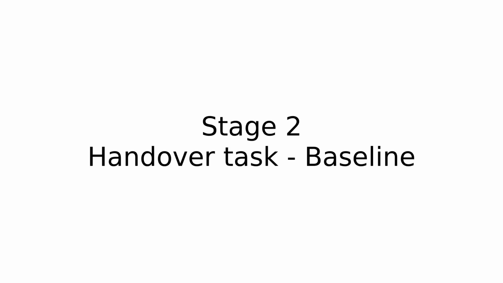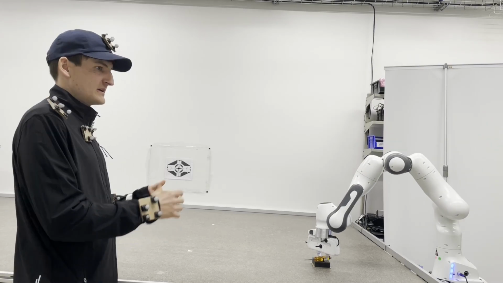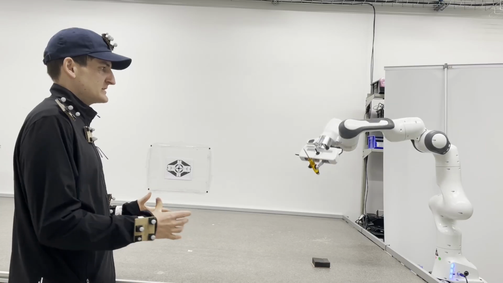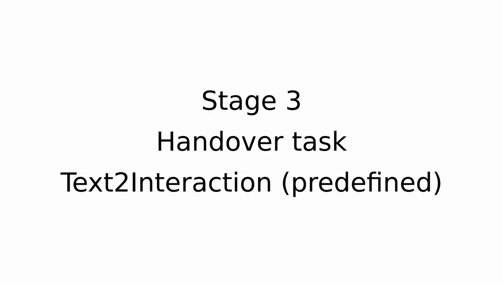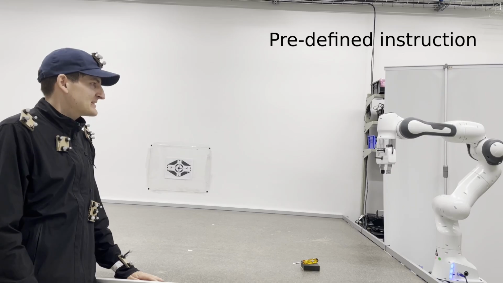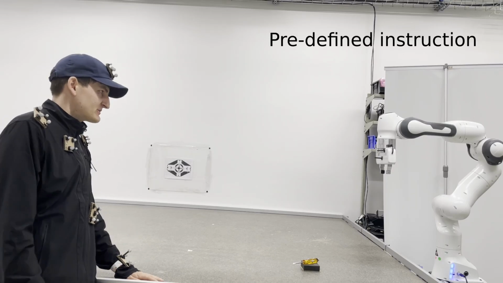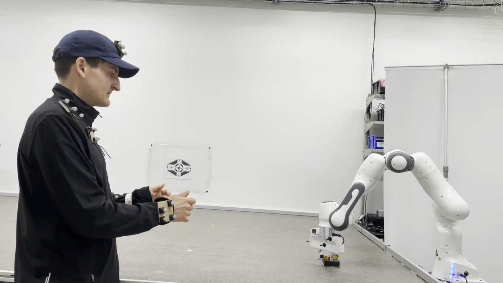In the next stage of the experiment, we demonstrate the behavior of baseline 1, which only optimizes for task success. Here the robot grasps the handle of the screwdriver and hands it over in a position which is easily reachable for the robot. The next stage demonstrates text-to-interaction, which we queried with a predefined user instruction prior to the experiments. Can you please make sure that I can grasp the handle comfortably and that the full handle is actually graspable? Now the robot grasps the rod instead of the handle and makes sure that the handle points towards the user.